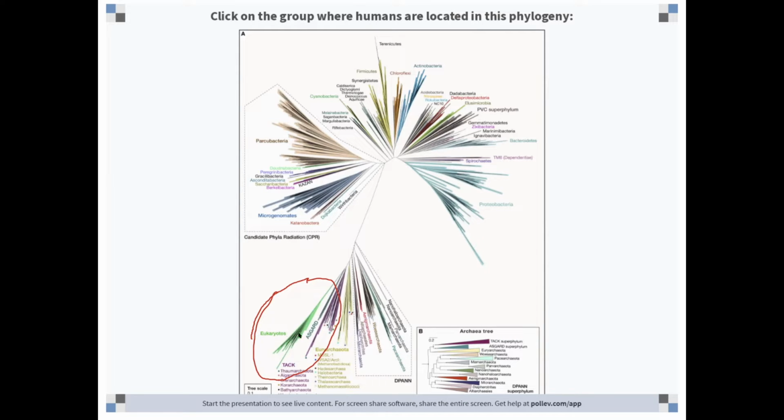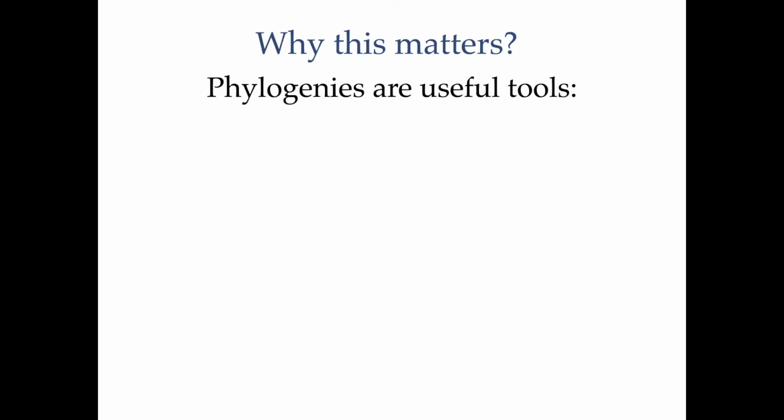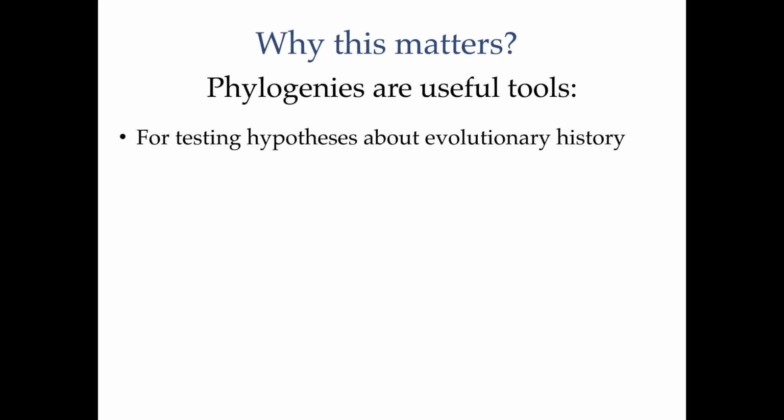But humans belong to the eukaryotes, so we are here in the tree of life. Now, why does this matter? Why do we have to study the evolutionary relationship of species, things that happened in the past? Why do we care about things that were extinct? Well, because phylogenies are useful for many things. For example, we can test hypotheses about evolutionary history.